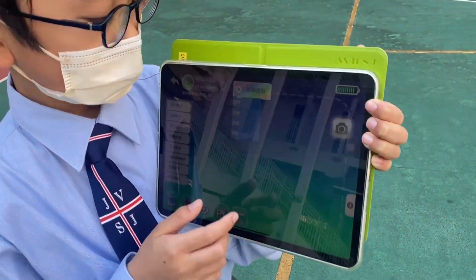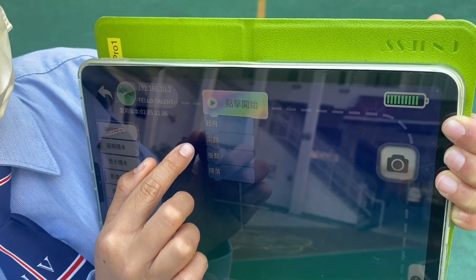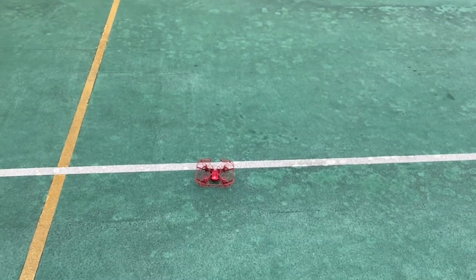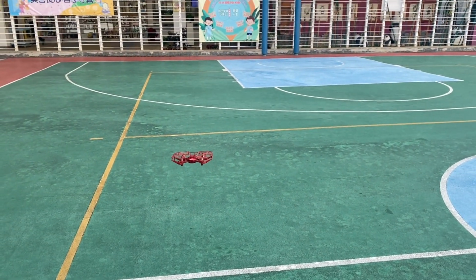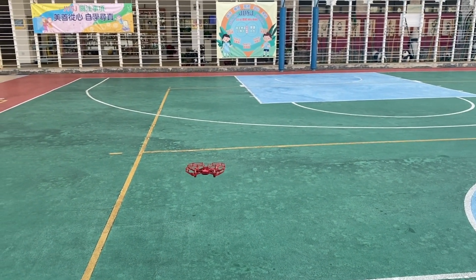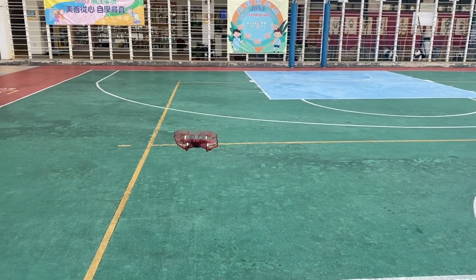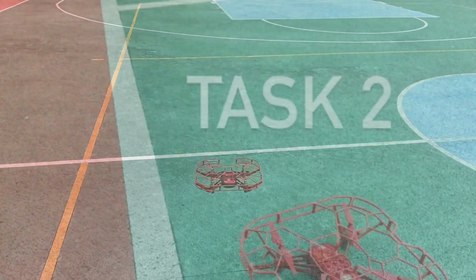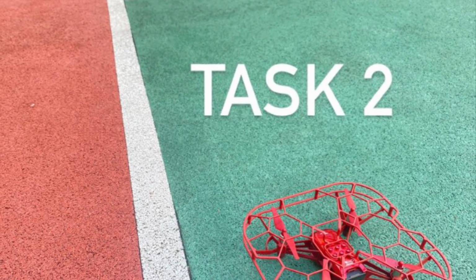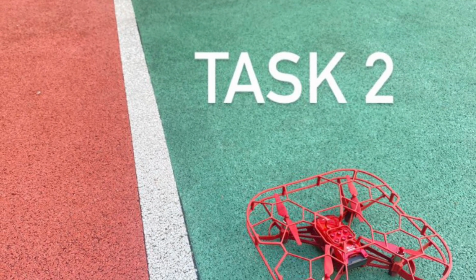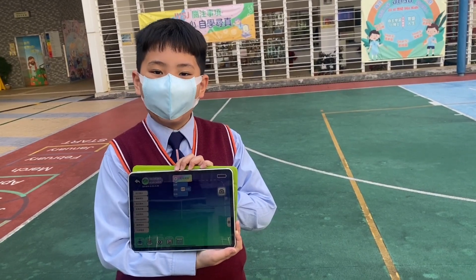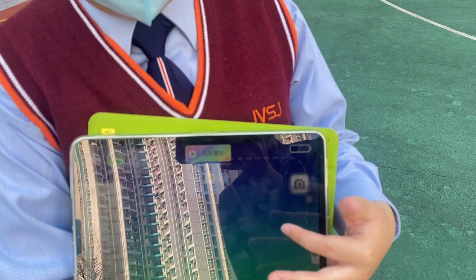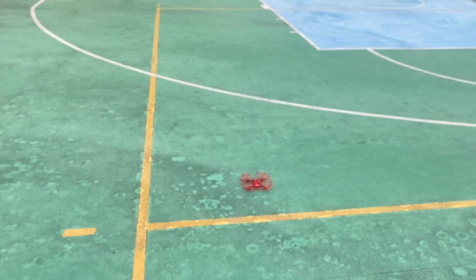Here are the blocks we use to control the drones to flip 2 times. Let's have a look. Here are the blocks we use to control the drones to take off from one location and land in another location.